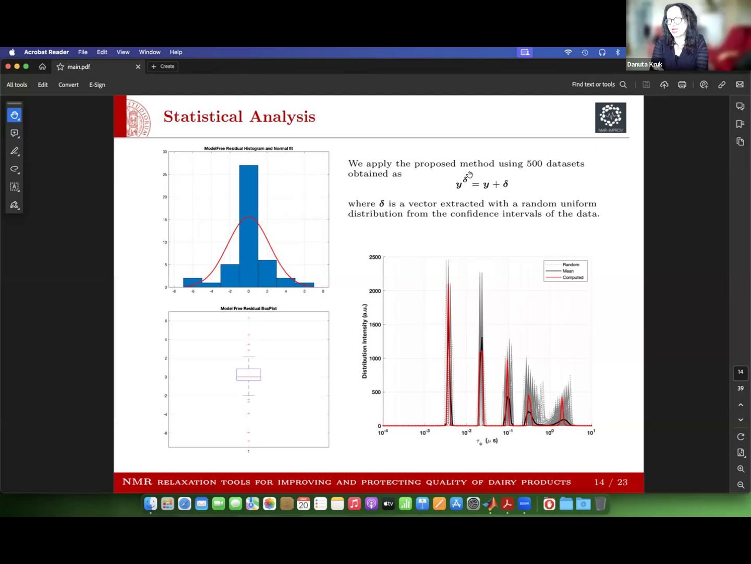Sorry. From my side also, because I think it's a really great approach, but I think we should test what happens if we have other relaxation contributions. I mean, how the software interprets that. Yeah.